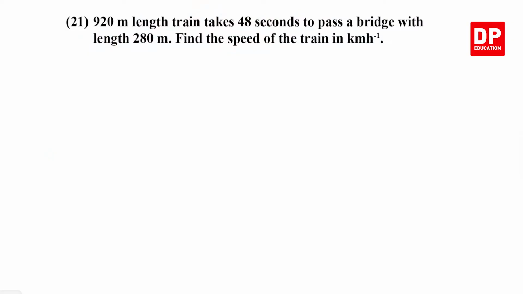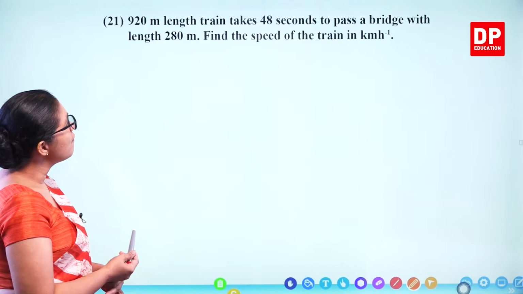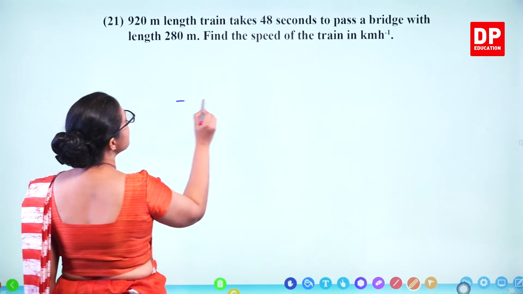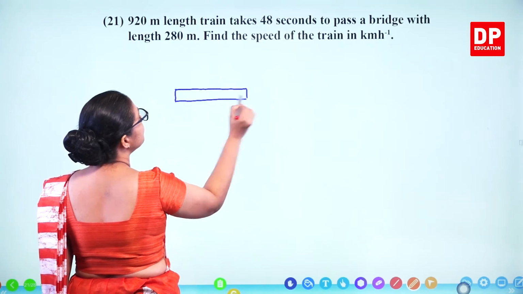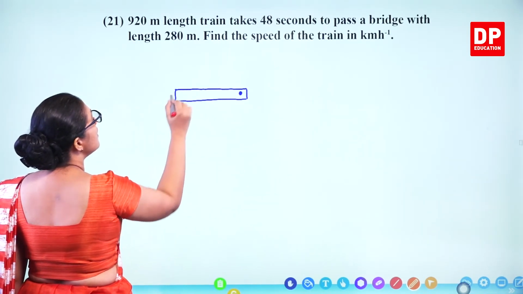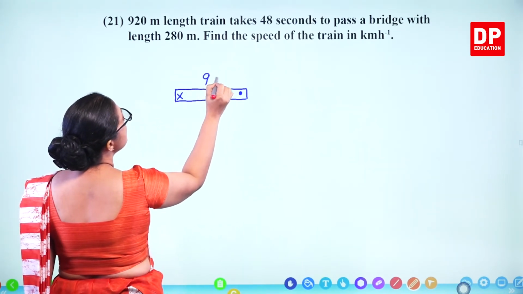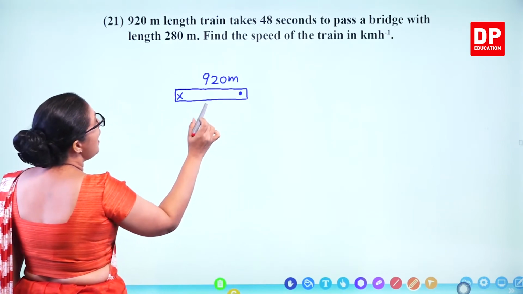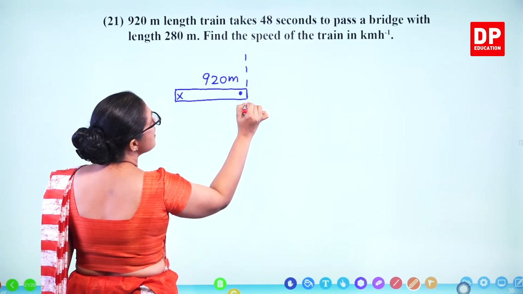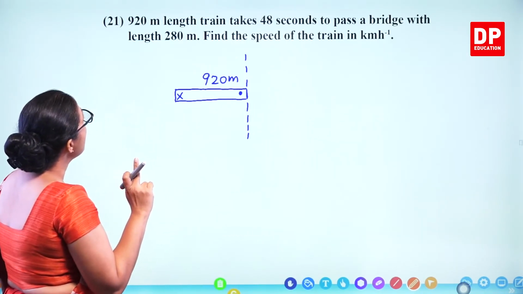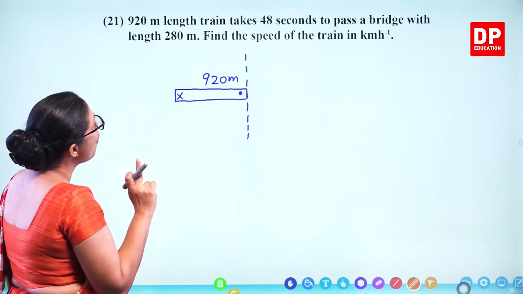Question number 21. A 920 meter length train takes 48 seconds to pass a bridge with length 280 meters. Find the speed of the train in kilometers per hour. So that means there's a train. Think about it. This is the train. And this is the front. And this is the back side. So 920 meters. And here, think about, this is the bridge. So it will take to pass a bridge 48 seconds.